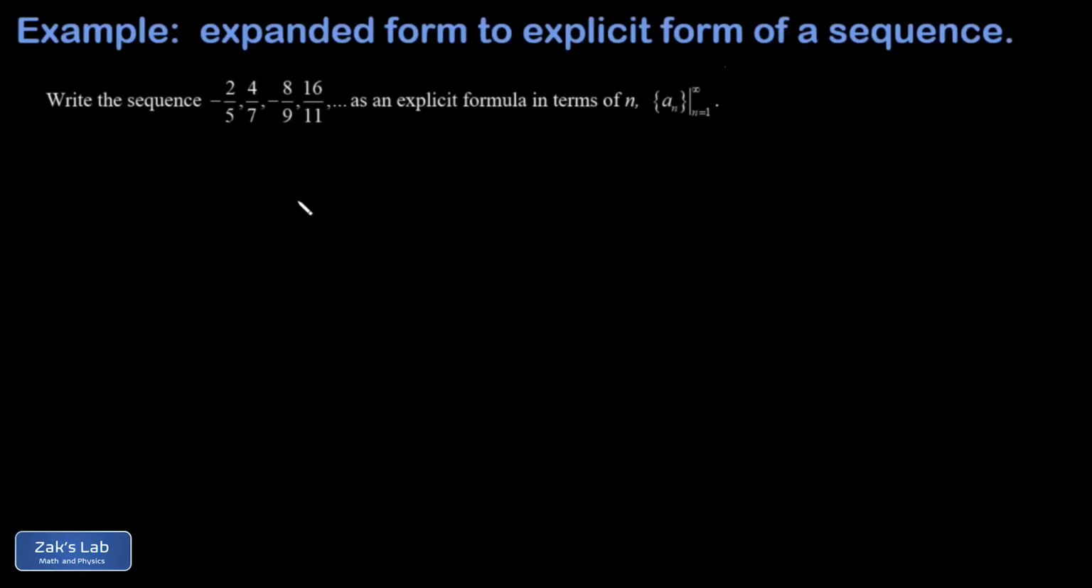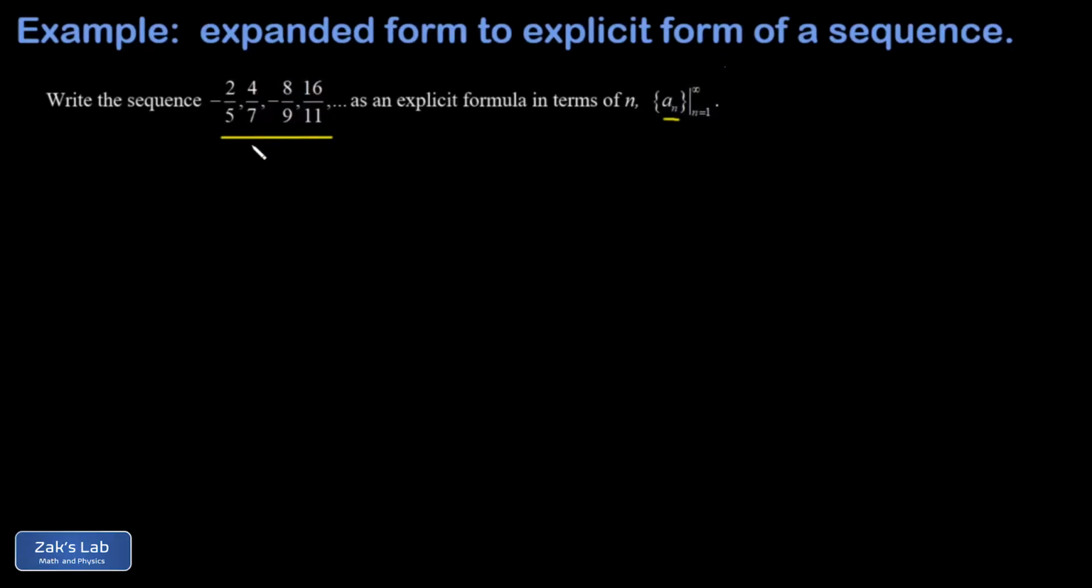In this video, we're given a sequence in expanded form, so it's just a list of numbers. And what we want to do is recognize all the patterns that are happening in there and get an explicit formula for the sequence. So that's a_n, some function of n that's going to generate the terms of this sequence when we sub in n equals 1, 2, 3, and so on.